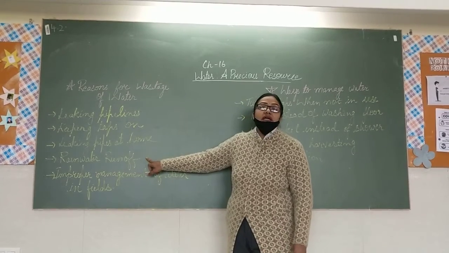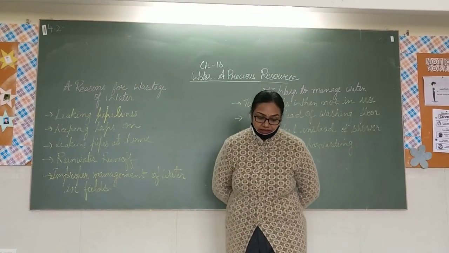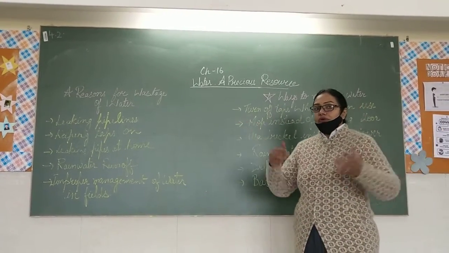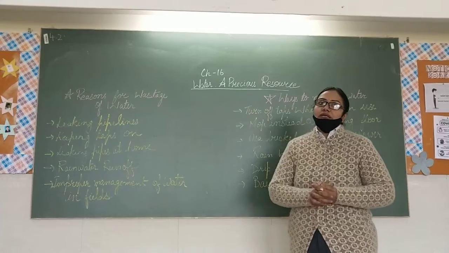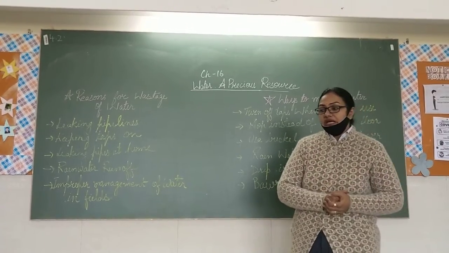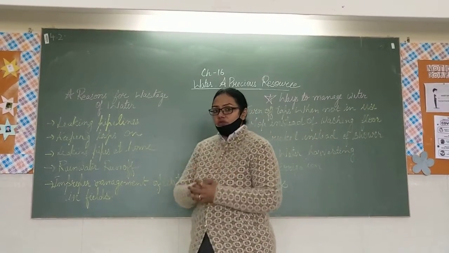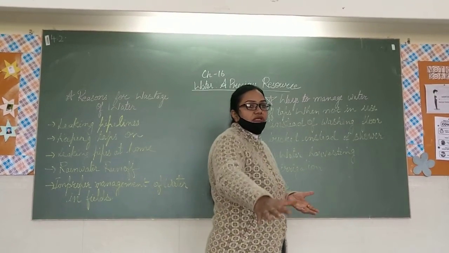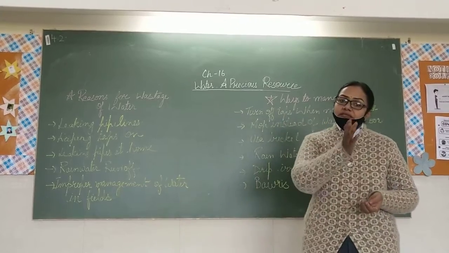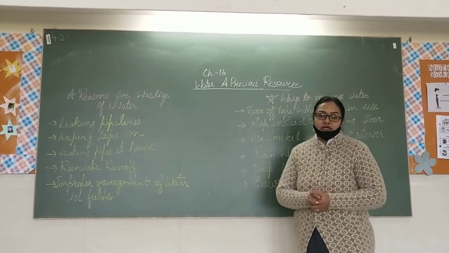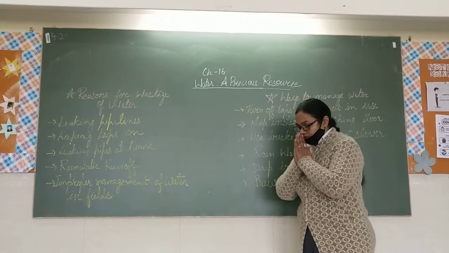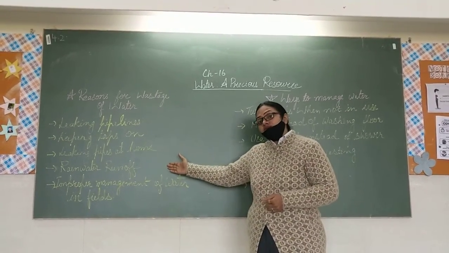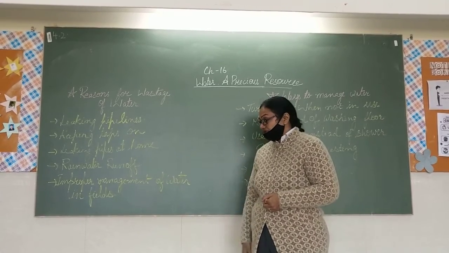Next, rainwater runoff. Now what is this? Whenever there is rainfall, lots and lots of rainwater comes on the earth's surface. But instead of collecting that water, what happens? All the water runs off to the drainage pipes and is wasted. We do not utilize that water at all. This causes a lot of wastage of rainwater resource.